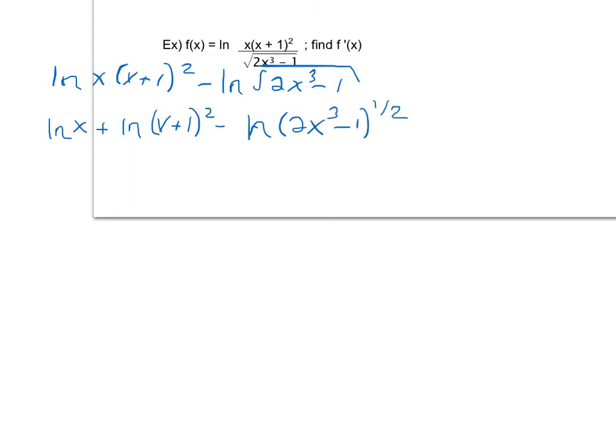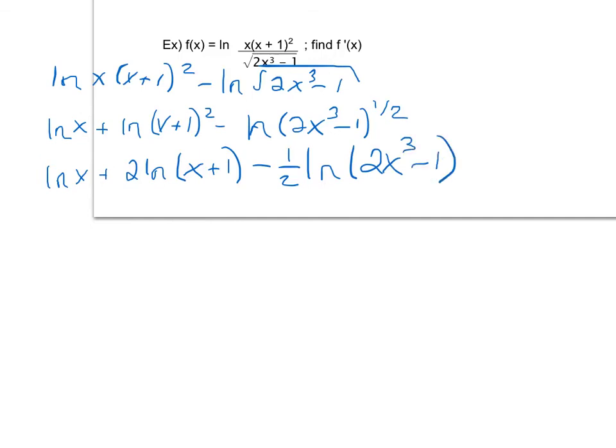And now I know that if logarithmic functions have a quantity that's being raised to a power, I can bring that power out to the front, giving me ln of x plus 2 times ln of x plus 1 minus 1/2 ln of 2x cubed minus 1. Please keep in mind that I have not done any differentiating yet. I've just done some work to get ready to differentiate.